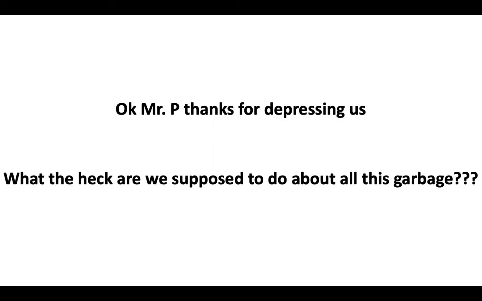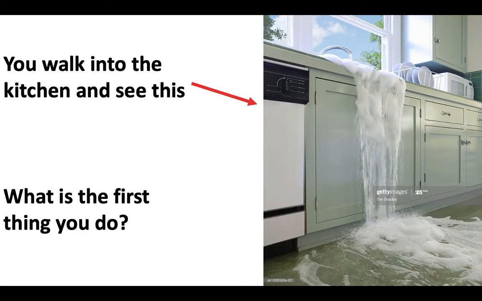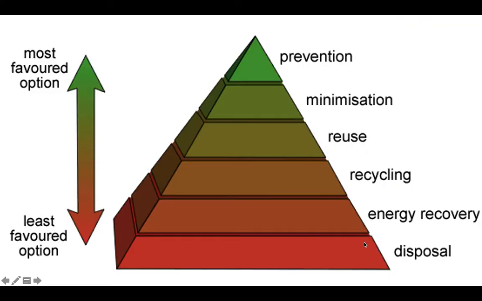So since I've spent all this time depressing you, you might be wondering, what are we actually supposed to do about all this garbage, because I'm starting to feel like garbage. So let me ask you this. If you walk into the kitchen and you see an overflowing sink, what is the first thing you're going to do to fix this problem? Hopefully the answer is not grab a bunch of paper towels and start trying to mop up the mess. The first thing you want to do is shut off the sink. We need to stop the flow of water. In the same way, we need to stop the flow of single-use plastics into our world before we can start cleaning up the mess that's all over the floor, right?